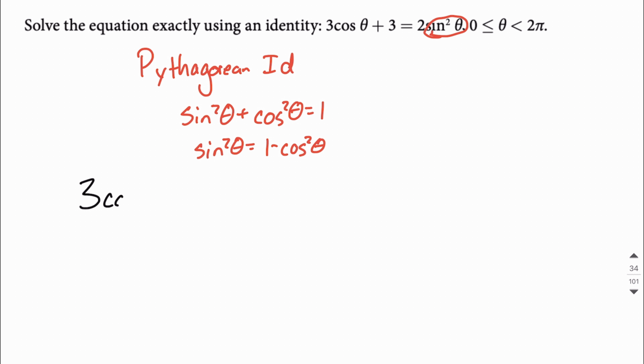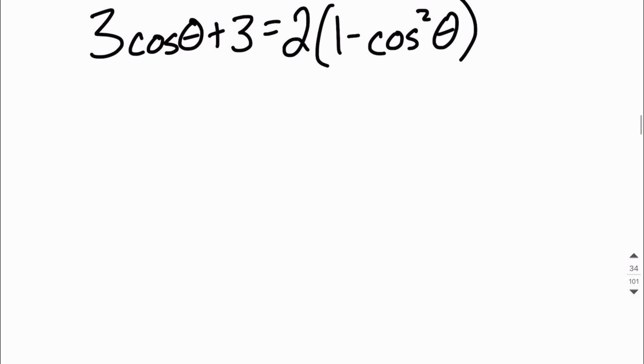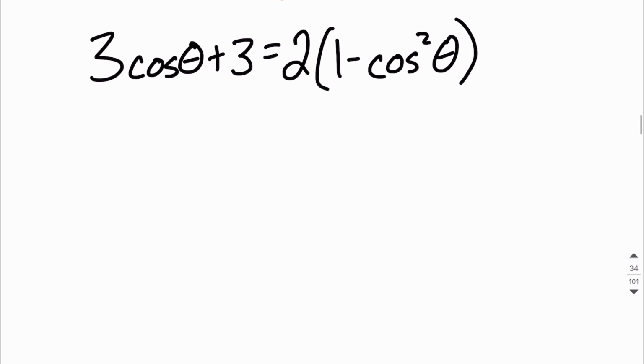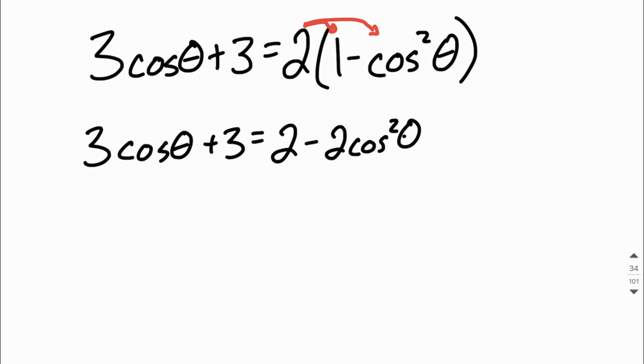So we have 3 cosine of theta plus 3 on the left-hand side comes down, and then it's going to be 2, and then instead of sine squared of theta, remember we're replacing that with 1 minus cosine squared of theta. All right, from here, now at least we only have cosines involved. Next, I'm going to distribute on the right-hand side, bring this 2 to the inside, so it gets multiplied by each one of those terms. So 3 cosine of theta plus 3 equals 2 minus 2 cosine squared of theta.